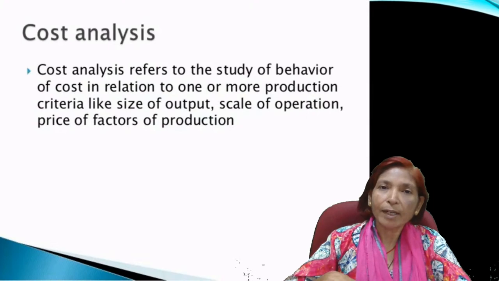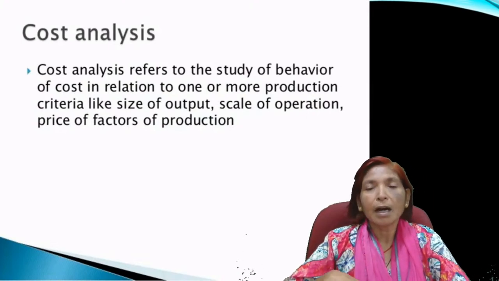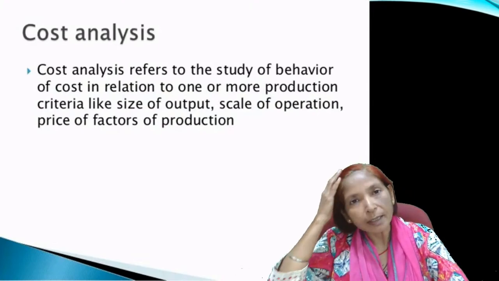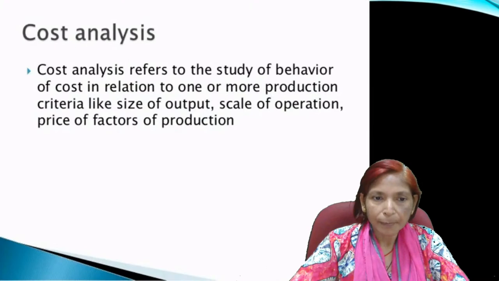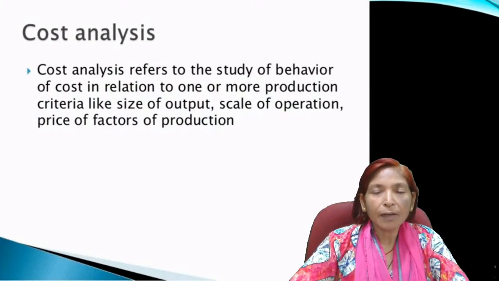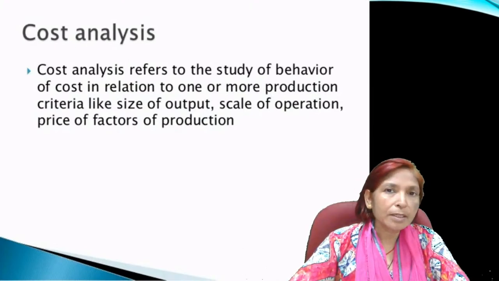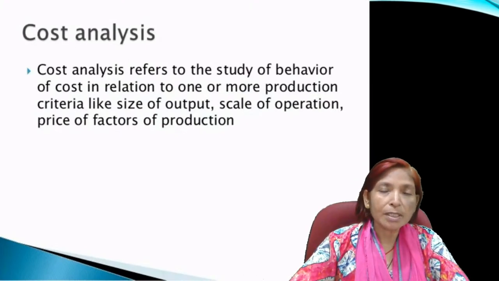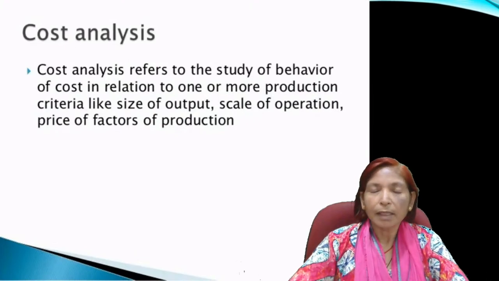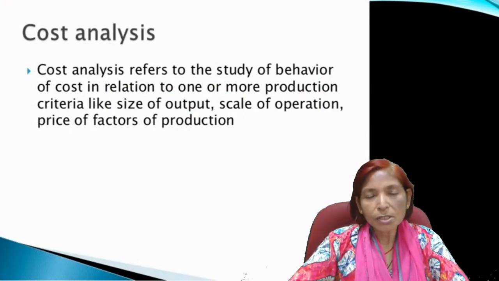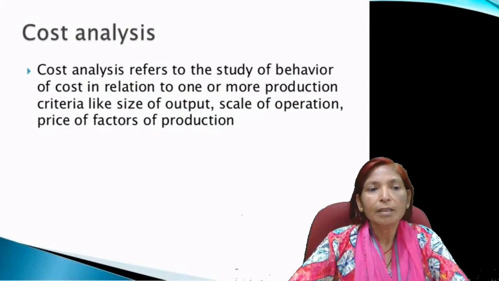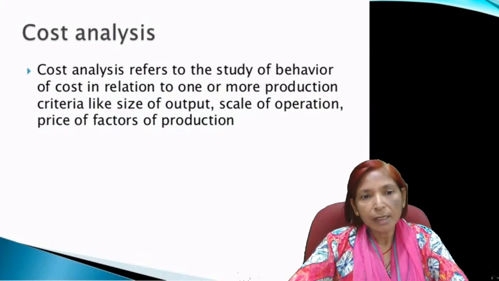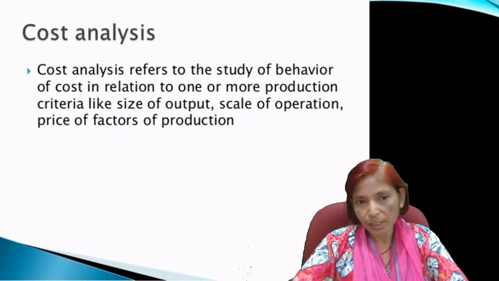And if we are producing on a small scale, then we will have to put more cost. And what are the prices of factors of production? If prices are more, then cost will rise. If prices of factors of production are less, then cost will decrease. So if factors of production are available at a cheaper rate, then cost will decline. And if factors of production are available at higher prices, then cost will rise. So cost analysis is concerned with these things like output size, scale of operation, and prices of factors of production.